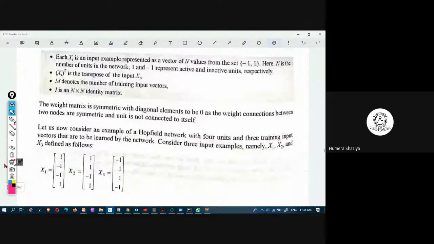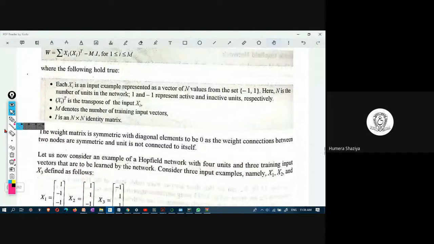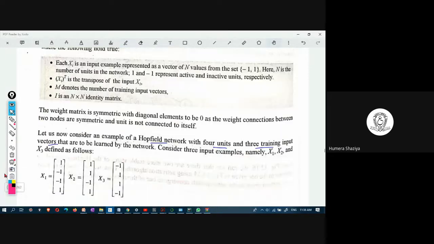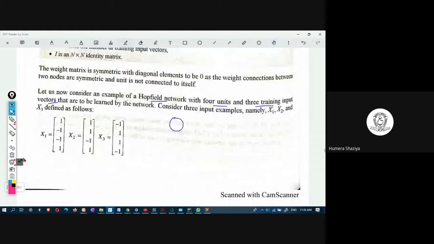And to calculate how to find that stable state, consider a Hopfield network with 4 units and 3 training input vectors. Everything is numbers. A node doesn't mean there is a small circle in the system; it is about some numeric values. It can be a vector or a matrix. That's why it is said that for data science, one should be good at linear algebra, statistics, probability and calculus, because the base for all these concepts is mathematics.